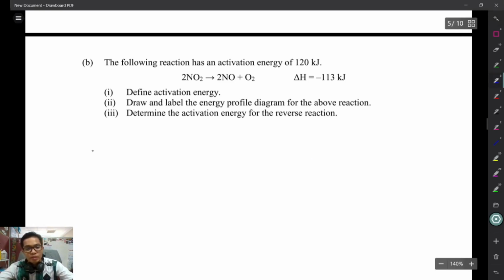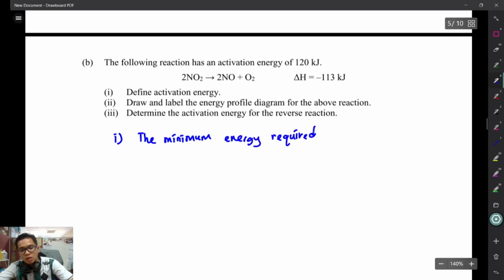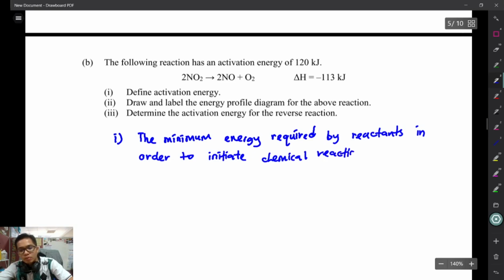Definition. EA is the minimum energy required by the reactant in order to initiate a chemical reaction.